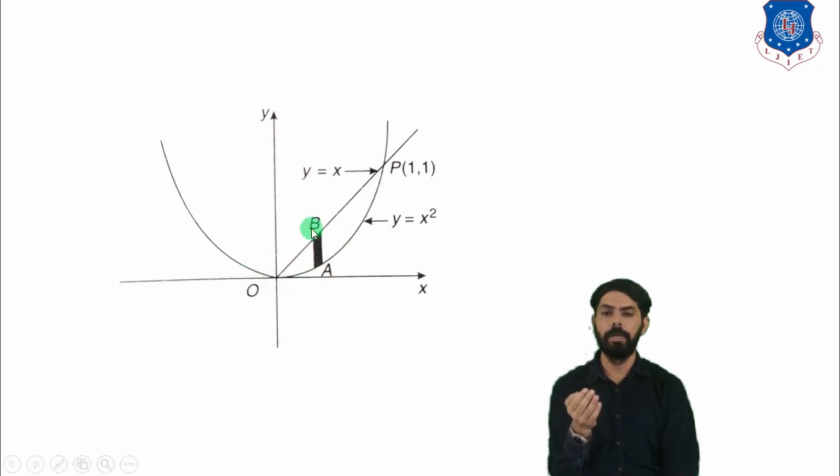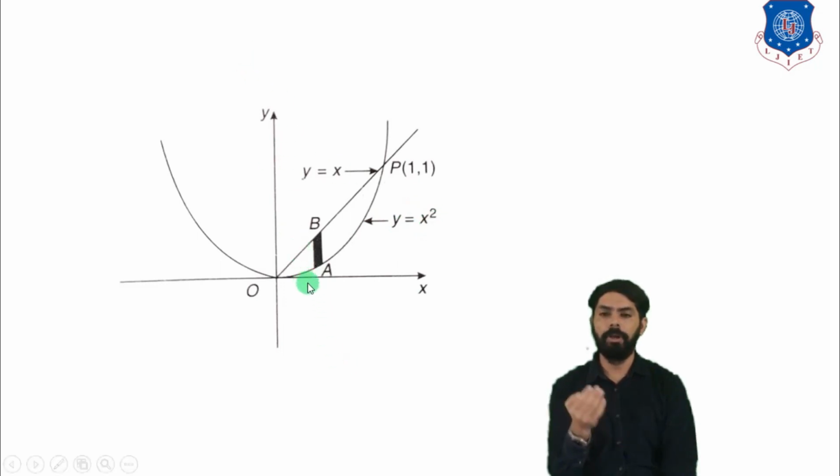So this is the strip. First of all, we will find the limit of y. If you look at the strip, the lower part of the strip intersects at y equal to x square. Therefore, the lower limit will be y equal to x square. And the upper part of the strip intersects at the line y equal to x. Therefore, the upper limit of y will be x. So the limit of y will be from y equal to x square to y equal to x.